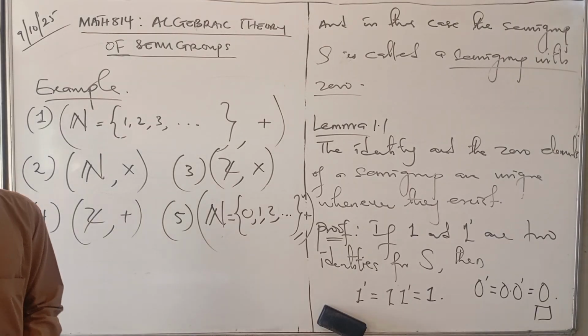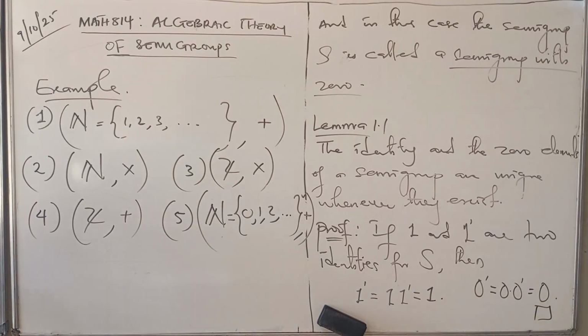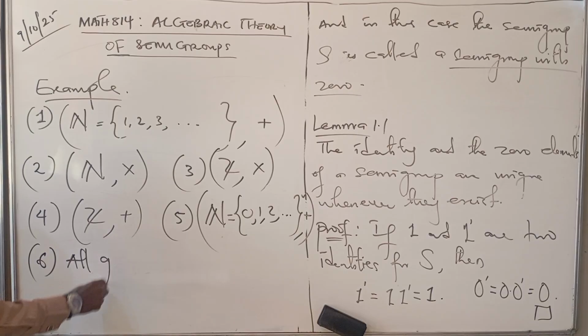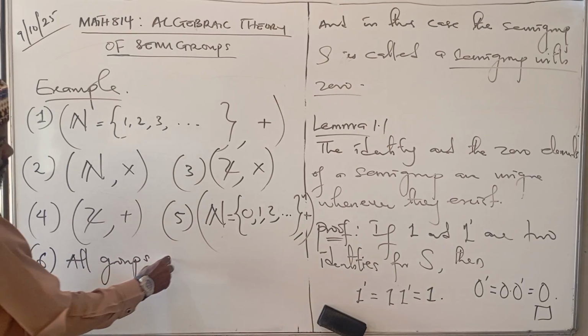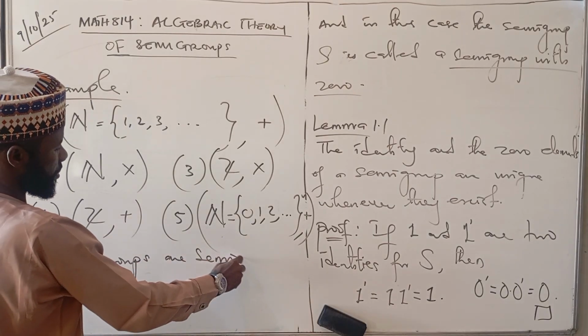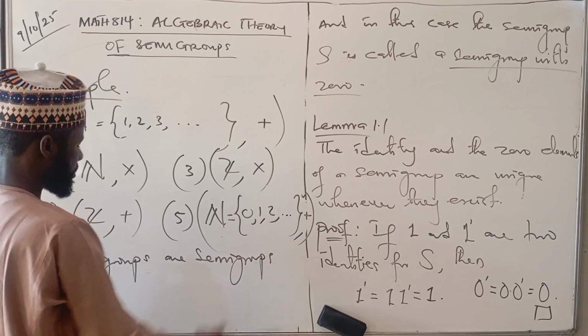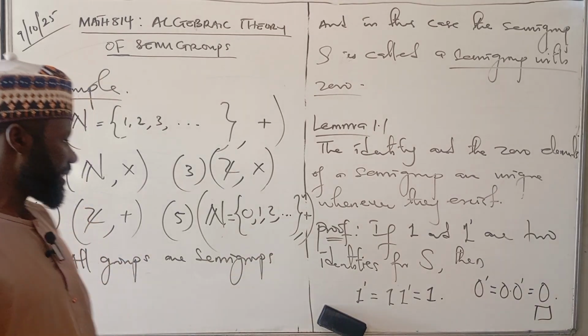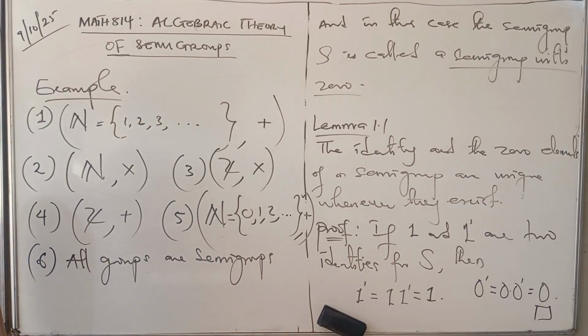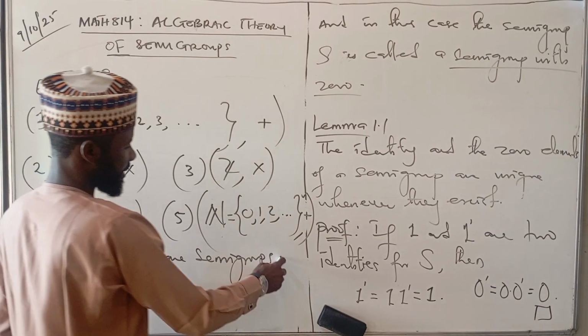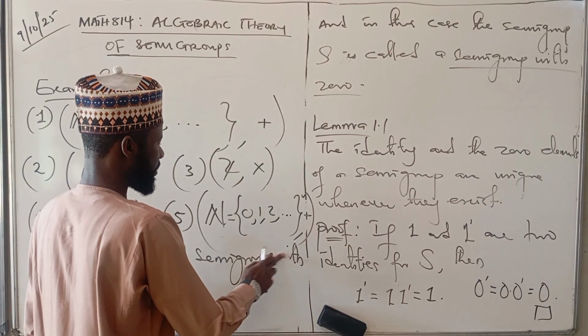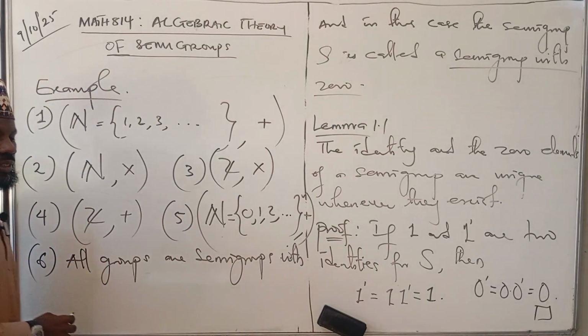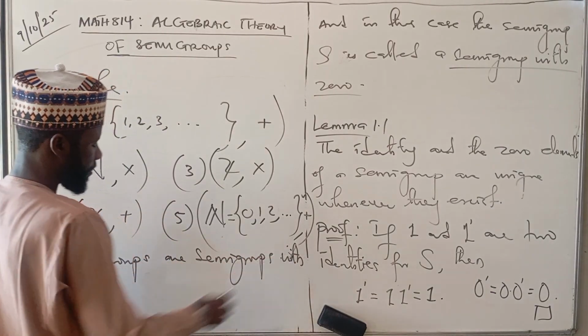So you can take more examples. The 6th example is to say all groups are semigroups. Yeah, simply because, in fact, they are semigroups with identities. They are monoids with identity, because there is always an identity in a group.